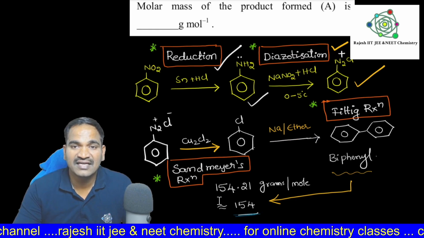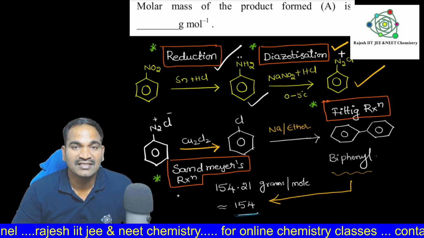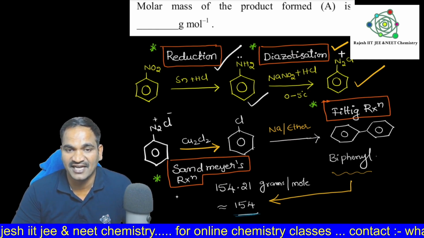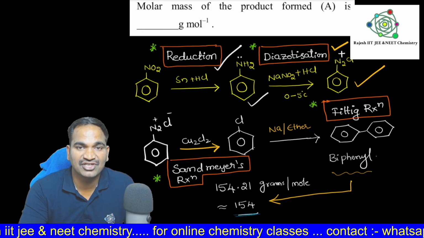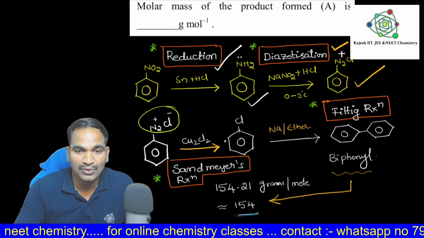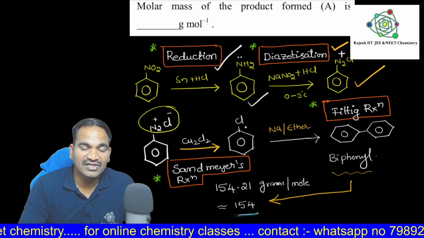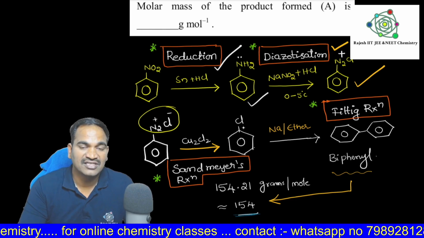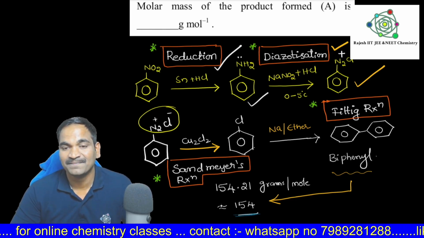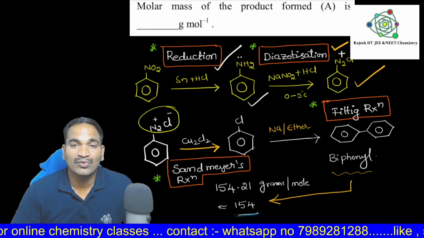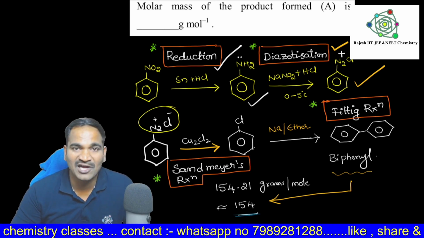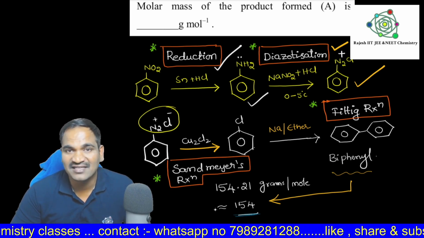Next, this benzene diazonium chloride is treated with Cu2Cl2, which means Sandmeyer's reaction. In the Sandmeyer reaction, what is happening here? This diazonium group is converted into Cl. That means chlorobenzene is formed. In the third step, we are getting chlorobenzene. So these three reactions belong to the amines lesson.